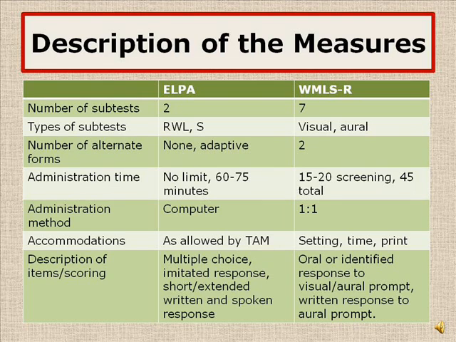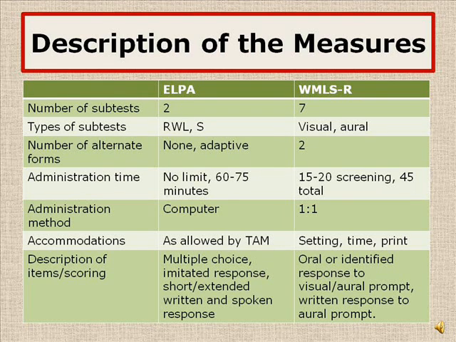The number of alternative forms: the ELPA is adaptive, so it has none. And the Woodcock-Munoz does have a Form A and a Form B, but typically Form A is the driving resource for screening students. The Form B would be an add-on tool that is used when the purpose is pre and post testing. Administration time: the ELPA has no limits. It's suggested 60 to 75 minutes might be appropriate, but students can have as long as they want.